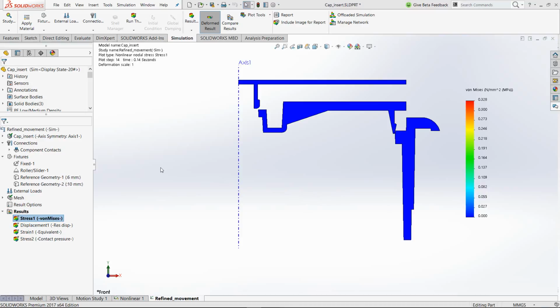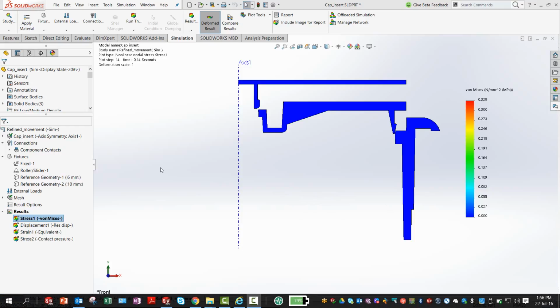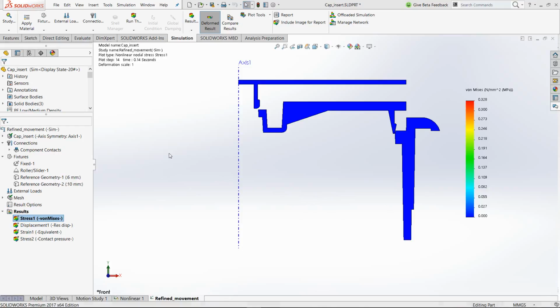Hello and welcome to this interesting feature in nonlinear simulation. Something which a typical nonlinear analyst looks forward to is knowing if convergence is happening, how the parts are moving, and what the effect of the loading conditions is.